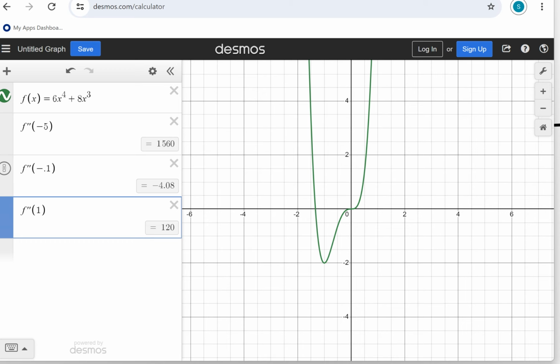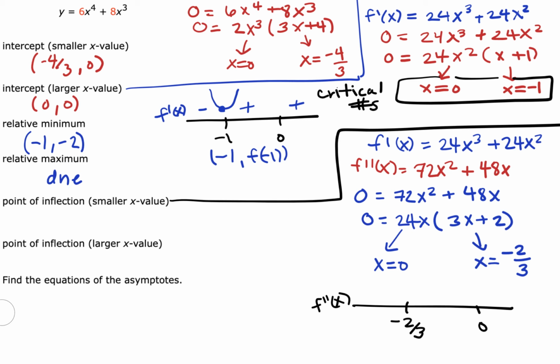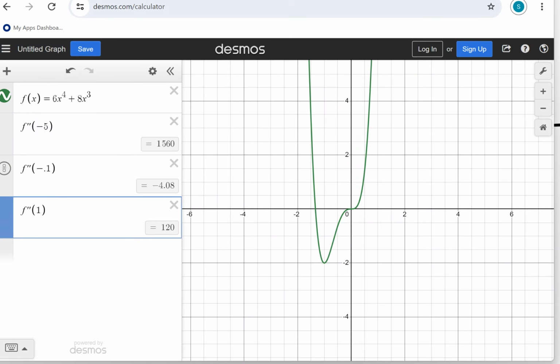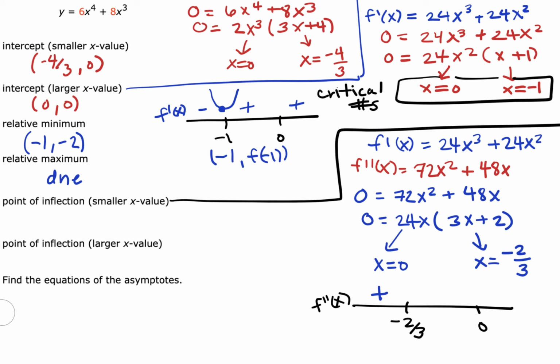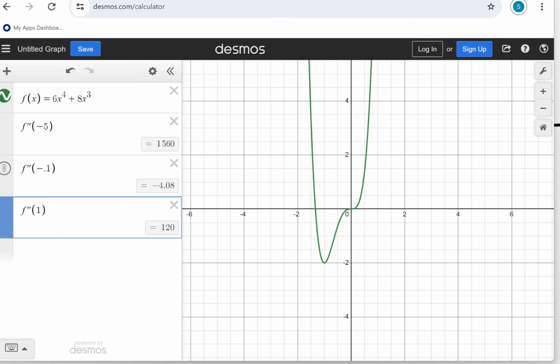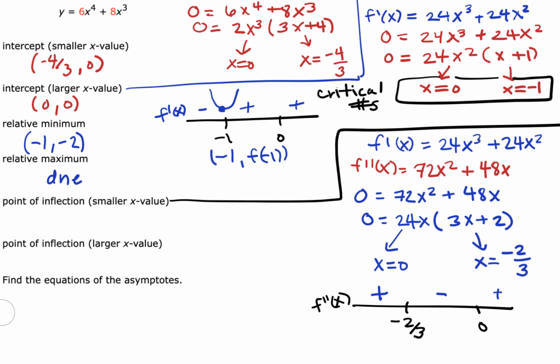And a value that is greater than 0. Okay, so again, we just care about the sign, right? When we plug in a value less than negative 2/3 into f double prime, is it positive or negative? It's positive. So let's go and plot that on our line. So we have a positive value. Between the two, we get negative 4. And after 0, we get a positive value. Okay, great. Now we can note our points of inflection, right? A point of inflection means that it is changing sign, so from positive to negative, or negative to positive. So both of these are points of inflection.